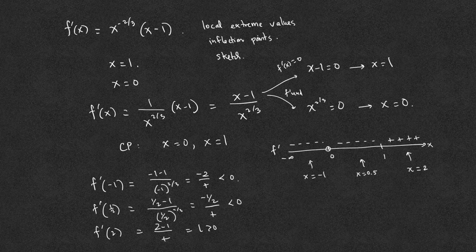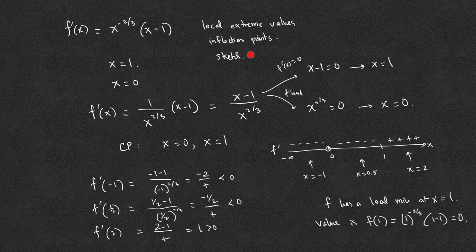We see that the function is decreasing from negative infinity to 0, and then decreasing again from 0 to 1. It then increases from 1 to infinity. Because of this, f has a local minimum at x equals 1, and that local minimum value is f of 1. f of 1 is 1 to the negative 2/3 times 1 minus 1, and so this is 0, and that is the local minimum value, and it occurs at x equals 1.